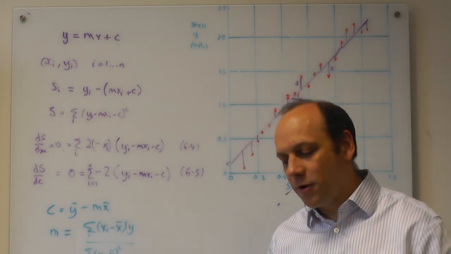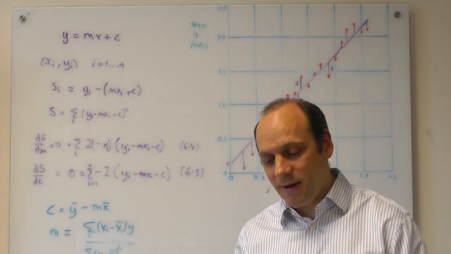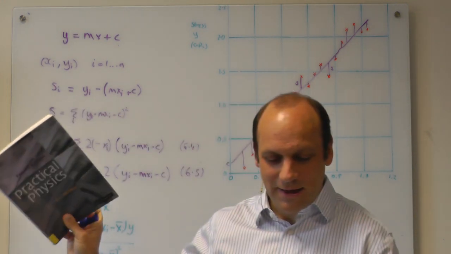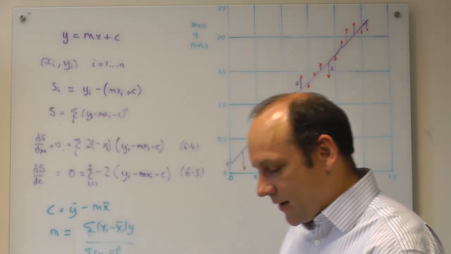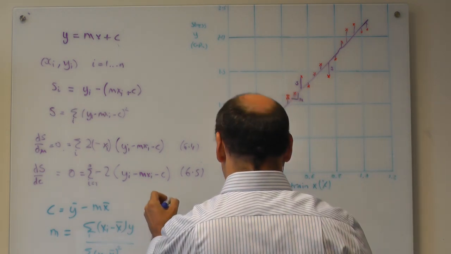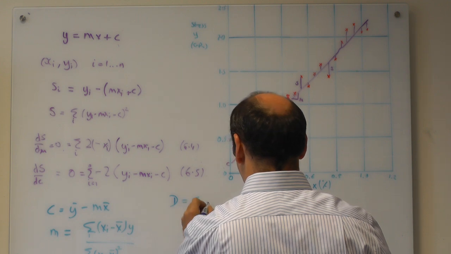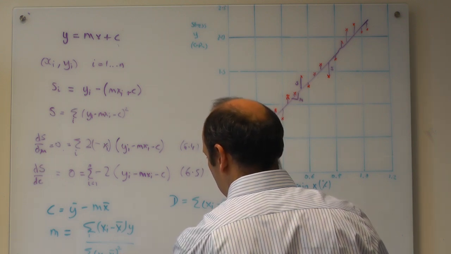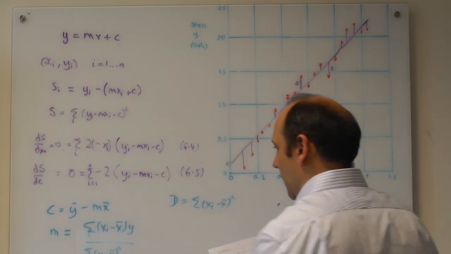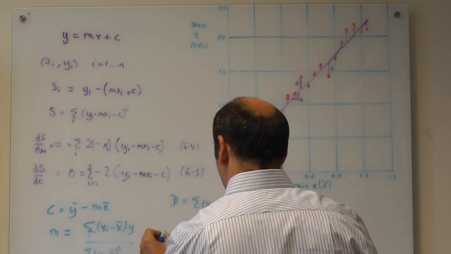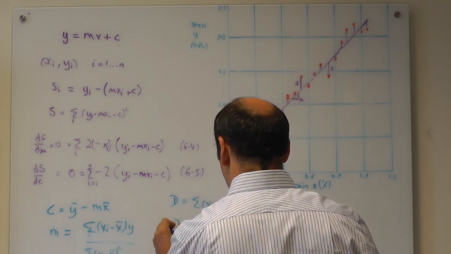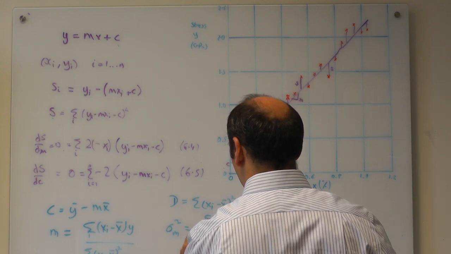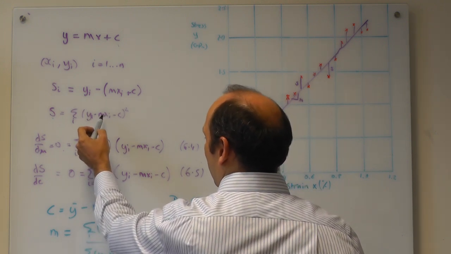Now, the other thing we want to do is find the error, the uncertainty in m and c. And that's a bit complicated. If you want the derivation, it's in Appendix C of Squires. But first we want to define D as being the sum of x_i minus x bar all squared. That guy is D. And then we can say the uncertainty in m squared is equal to big S divided by D times N minus 2. And now we know m, we can put it in there and find big S.